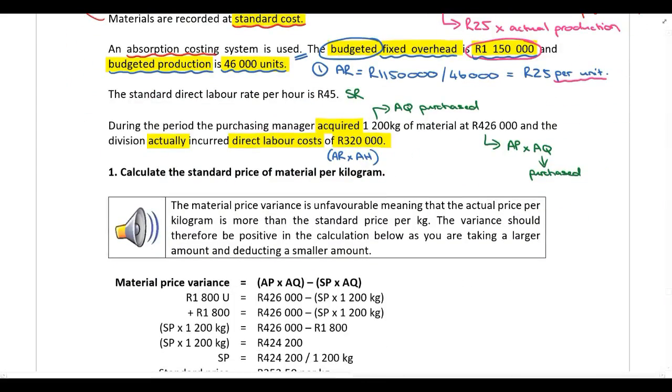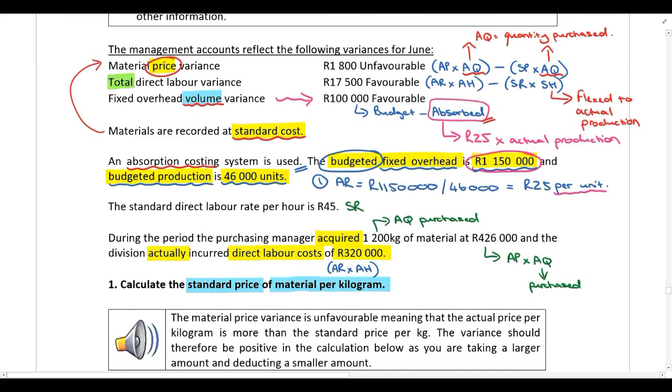So, in part 1 of the required, you need to calculate the standard price of material per kilogram. All right, so if you look at the variances that we've been provided with, we have the material price variance, the total direct labor variance, and the fixed overhead volume variance. So if we need to calculate the standard price of material per kilogram, this is what we are trying to calculate in the formula. That's standard price over there. So we can use the material price variance that we've been provided with and work backwards to calculate the standard price of material per kilogram.